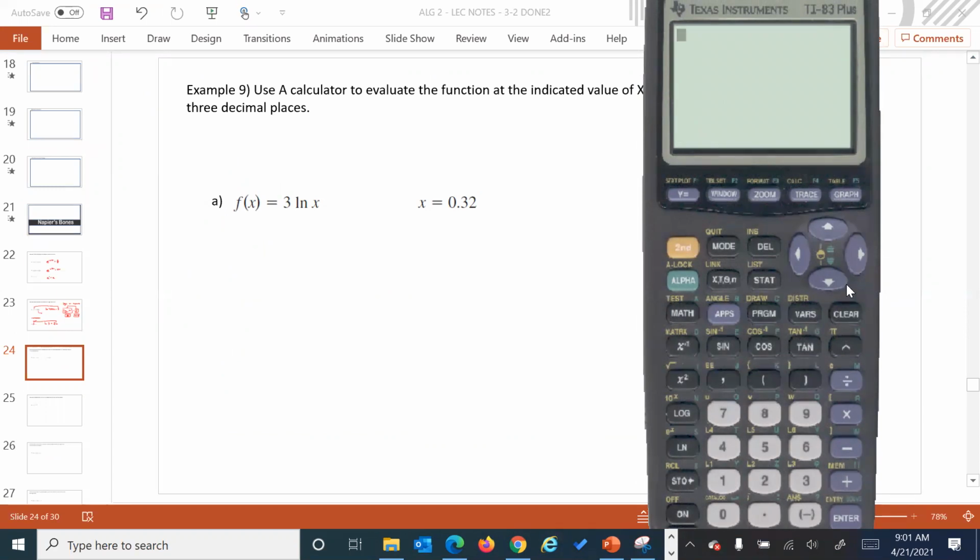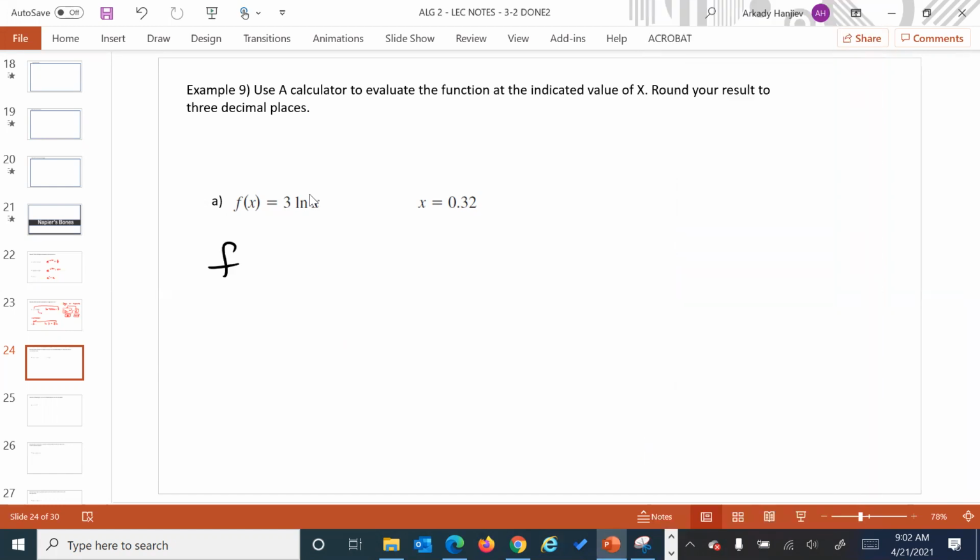Let's do this one, Owen, and then you tell me if you need some help with it, okay? Use a calculator to evaluate this. So f of x equals 3 ln of x, and we're going to stuff 0.32 into that x. Let me write it out first. The x has to go into the f function. Find the f of 0.32, and then you plug it in like that, and you're going to punch that into a calculator.